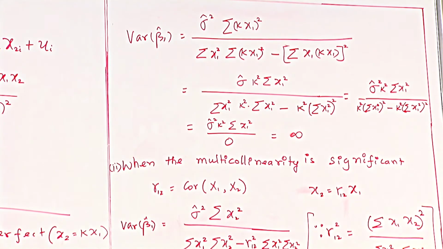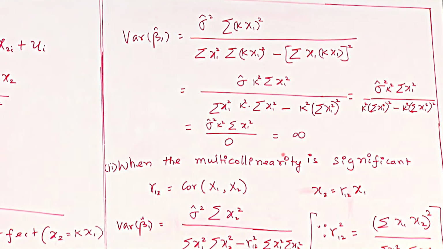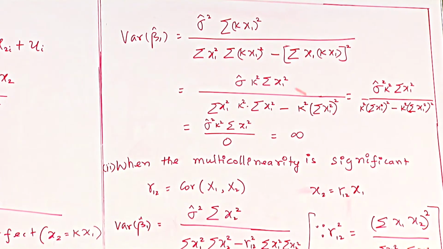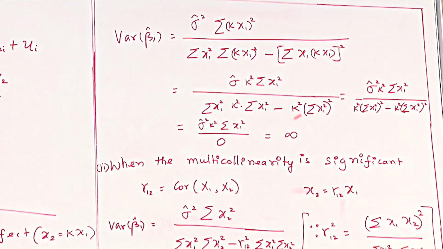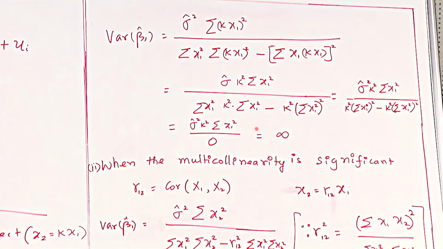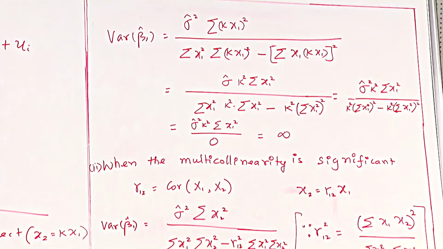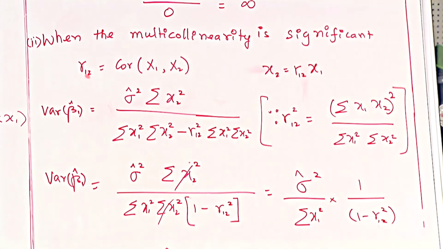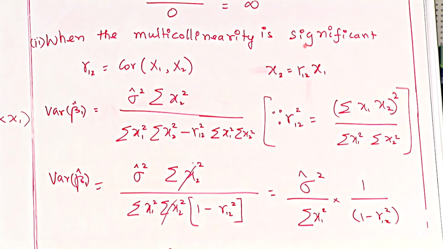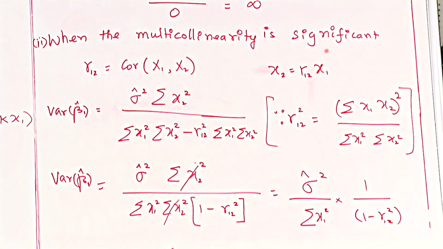So, it has got implications. This holds true for other regression coefficients as well. In this case, beta 2 hat will also have the same kind of problem if the collinearity is perfect. Let us take the second case, when the multicollinearity is significant though not perfect.